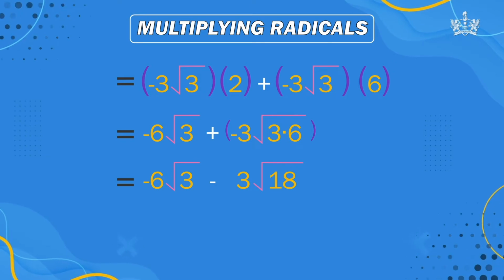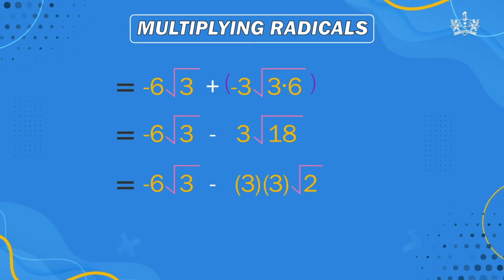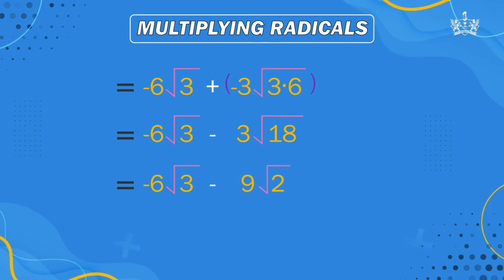root of 18. We can group up a pair of 3's in the square root of 18. Therefore, that simplifies to 3 times the square root of 2, which is all that's left inside. Putting it all together, we get negative 6 times the square root of 3 minus 9 times the square root of 2. Because the radicands are different, this is all we can do.